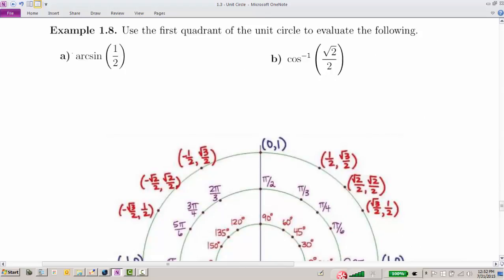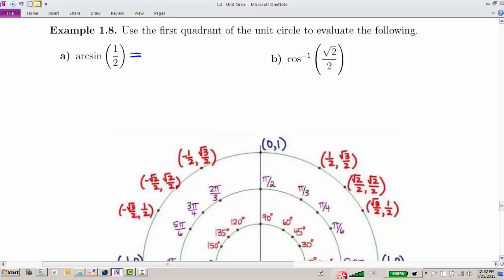The first one, part A, arc sine of 1/2. This means we want to find out what is the angle for which sine is equal to 1/2. Now, there are some values where we can actually use the unit circle to help us with that, and later on we'll delve more into the other regions of the circle, but for now we're sticking to the first quadrant.